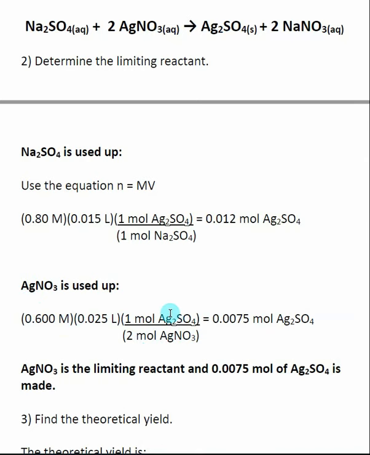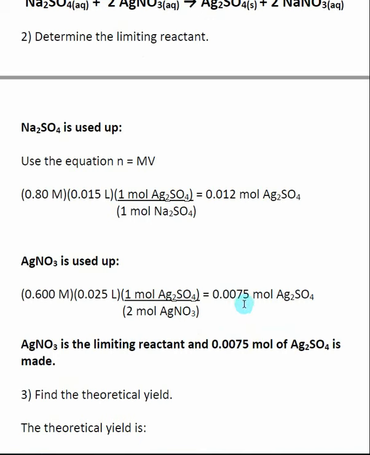We use the mole ratio to do a conversion, and this number tells me if I use up all of the silver nitrate, how many moles of my product, silver sulfate, will be made. Once I have these two numbers, I do a comparison and ask which one produces the smallest amount of moles of my product. In that case, it is the 0.0075 mole of silver sulfate. Whichever reactant produced that, in this case the silver nitrate, is my limiting reactant. How many moles it produces is the number of moles of product that is made.